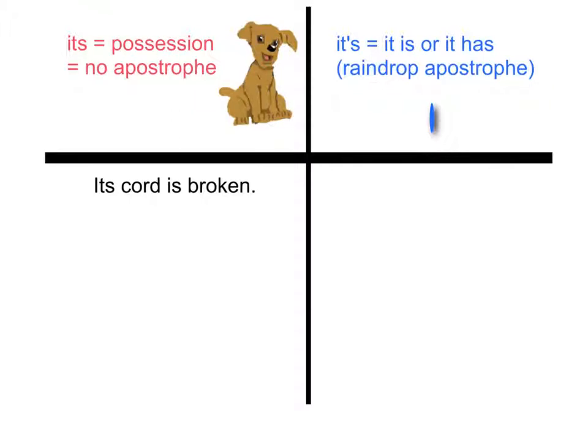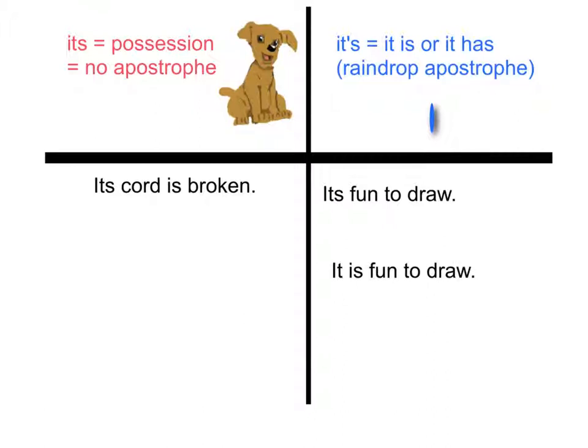Let's try another sentence. It's fun to draw. Where should we put this sentence? Is it more like its cord is broken, where something owns something else or has something else? Or is it more like a sentence that requires it is or it has? Let's try writing the sentence as it is fun to draw.